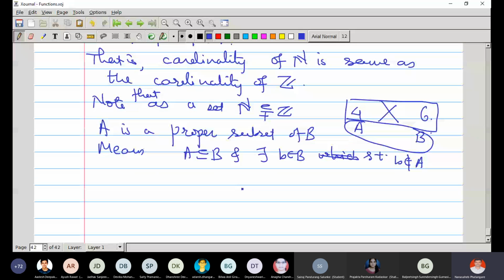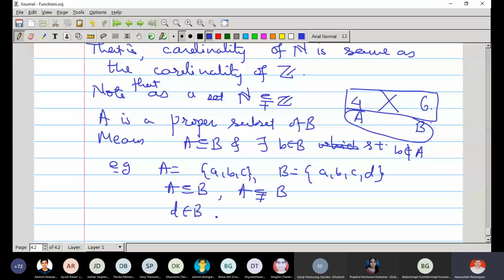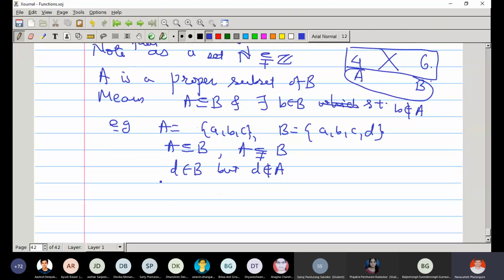For example, if A is equal to {a, b, c} and B is equal to {a, b, c, d}, can I say that A is a subset of B? Yes. But A is a proper subset because there are some extra elements in B. Because d is in B, but d is not in A. There are some more elements. That means it's a proper subset. Correct? Do you understand?